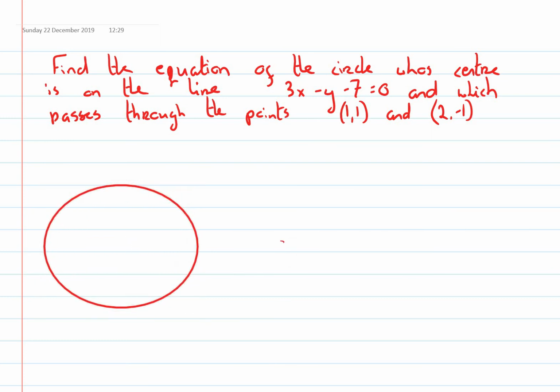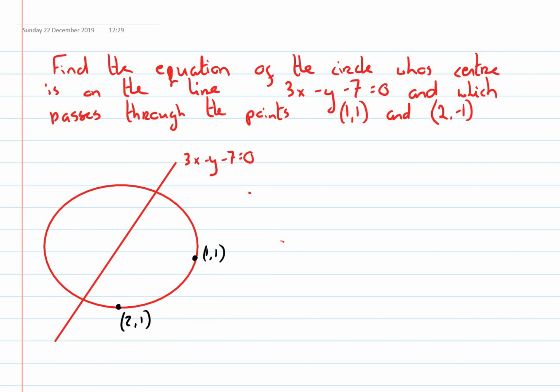Here's our circle. And the centre of that circle lies on the line 3x minus y minus 7 equals 0. Okay, so there is a line, and the circle centre lies on it. Right. And then we have 2 points on the circle. So just say here and here. And one of those points is 1, 1, and the other is 2, minus 1.